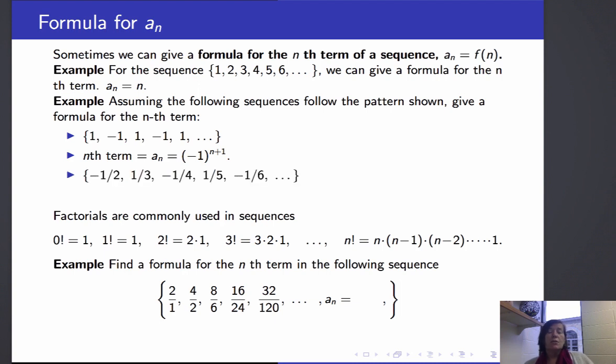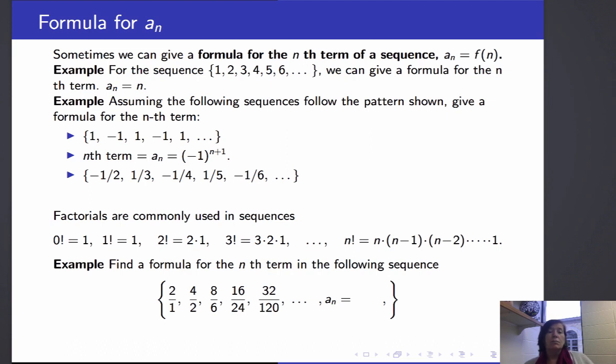Here's another sequence, and you can try to figure out a formula for the nth term. The first term, when n is 1, it's -1/2. When n is 2, it's 1/3. When n is 3, it's -1/4, etc. So this one has the alternating pattern, but it also has a fraction which is associated to the n.